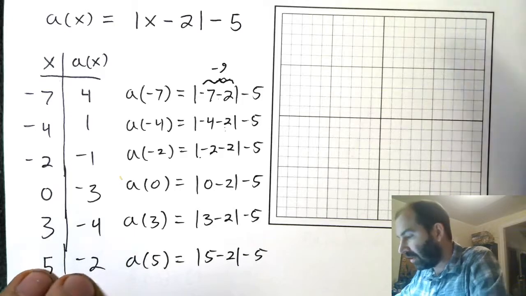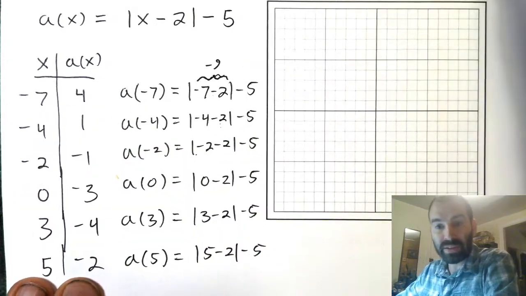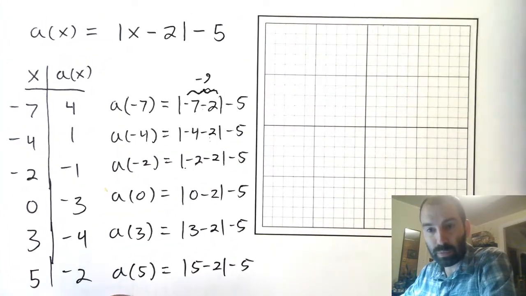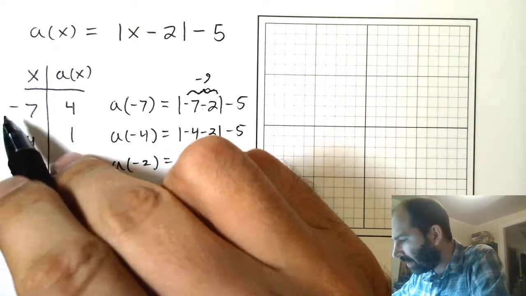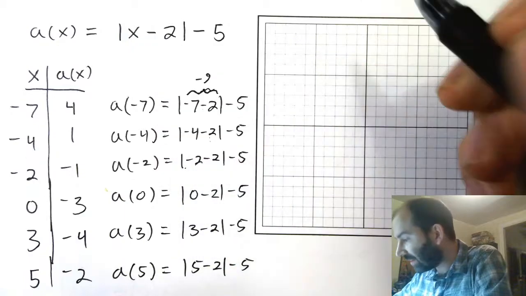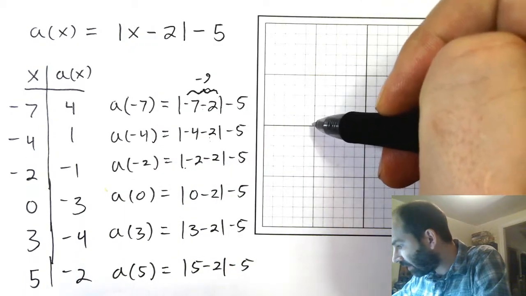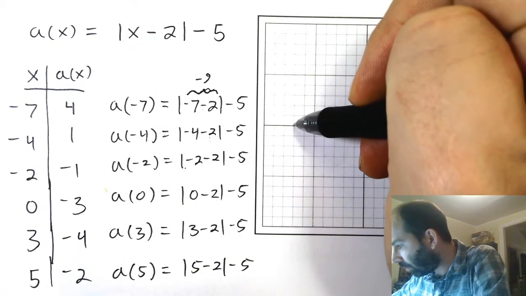Okay, let's see what we're getting here. Go ahead and plot these points, and then we'll check it together. Pause the video. 3, 2, 1. Okay, let's check our work. I have -7 for x, 1, 2, 3, 4, 5, 6, 7, and 4 for y.